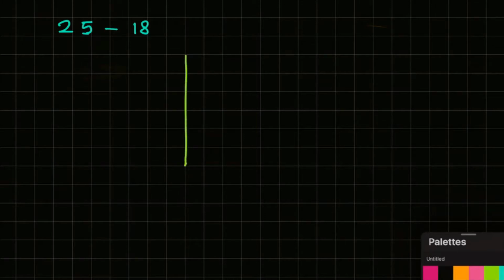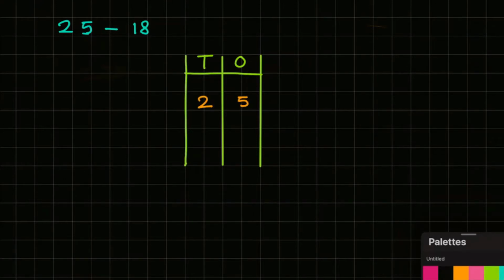So let's draw two columns representing ones column and tens column. For ones column I'm going to write O, T for tens column. Now let's write the numbers again. The 25, from 25, 5 will go under ones column, 2 will go under tens column. In 18, 8 will go under ones column and 1 will go under tens column. Since we are doing subtraction, let's write that as well. And let's draw a line, and below this line we are going to write our answer.